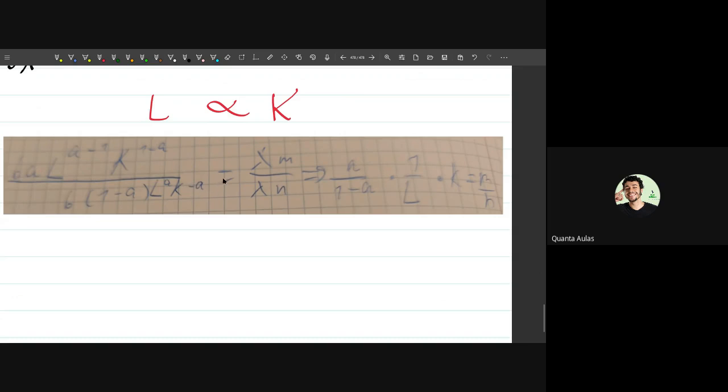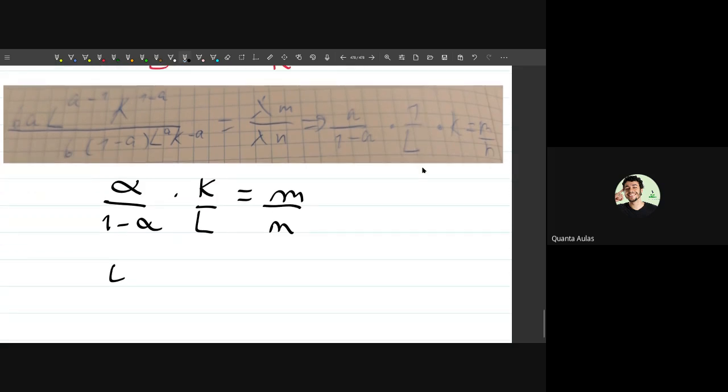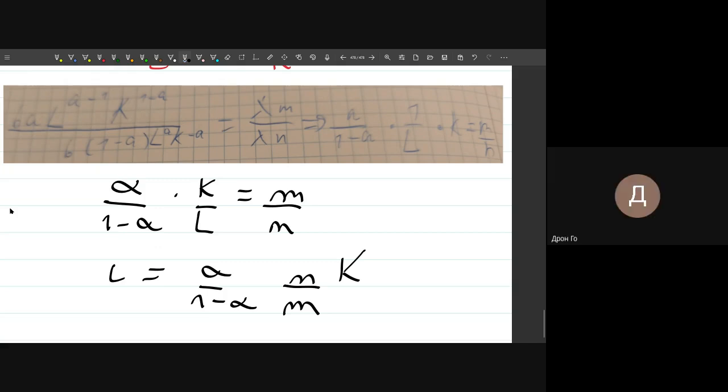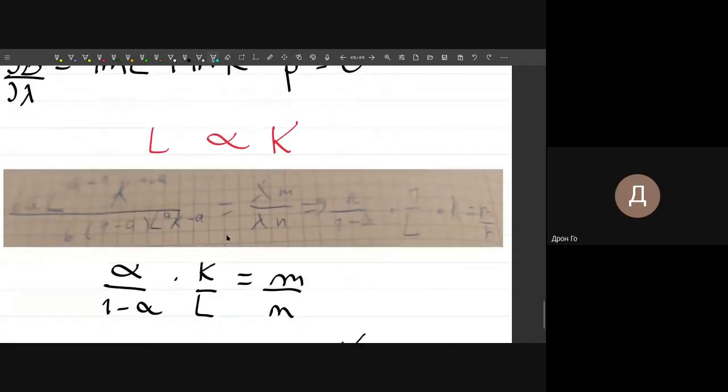Here you did something interesting. So I will accept your simplification and I will copy. I already did this problem, okay? But I will do the things that you did. So now I need L proportional to K. So L in your terms will be alpha over 1 minus alpha, n over m, k, right? I suppose this. But this is very strange to me because where is the p? We have p. So in some place we need to put p.